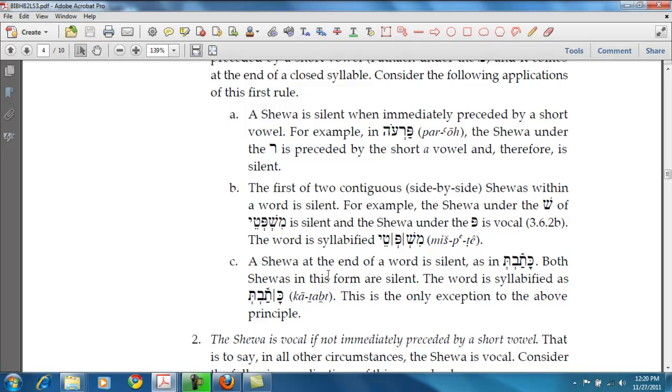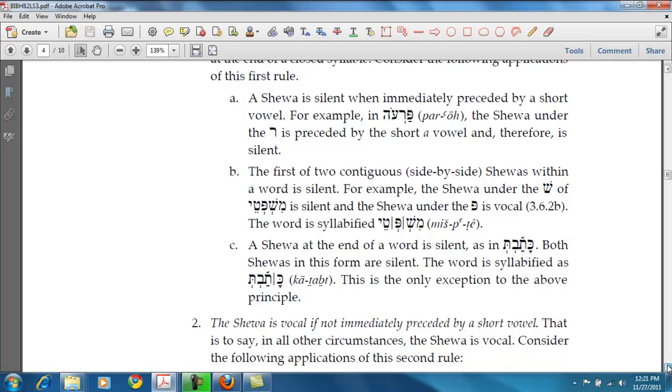At the end of a word, a Shava is silent. So when you have a Shava at the end of the word, as in katavt, it is silent. Both Shavas in this form are silent, the one under the vet and the one on the top. The word is broken into syllables as ka-tavt, two syllables. This is the only exception to the above principle: whenever you find a verb like katavt, both of them are silent.